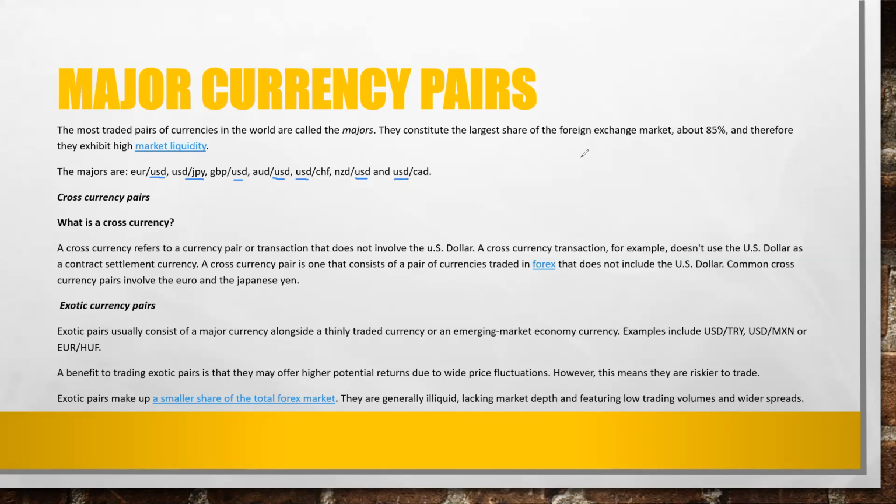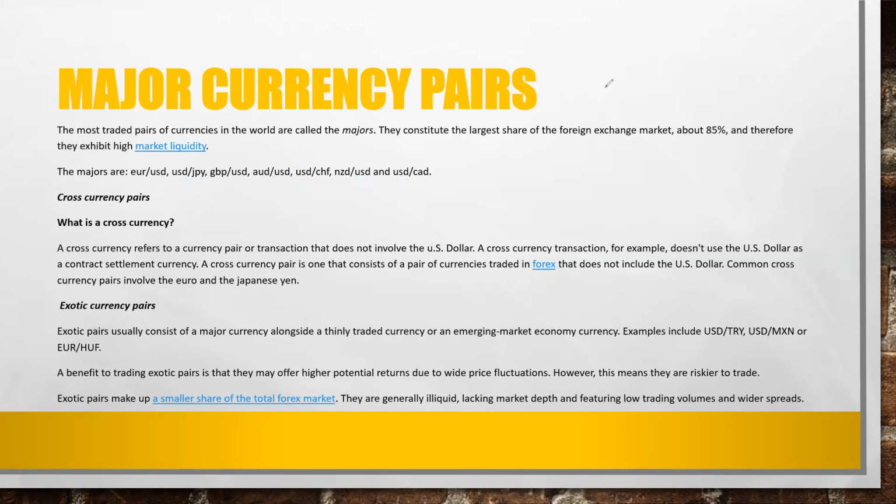We are taking the major currencies and comparing them to the biggest economy in the world, which is the United States dollar, since the dollar is the one which constitutes the largest forex reserve. So the dollar is the king of the market. With the majors, we are comparing the other strong economies to the strongest or biggest economy, that is the United States dollar.